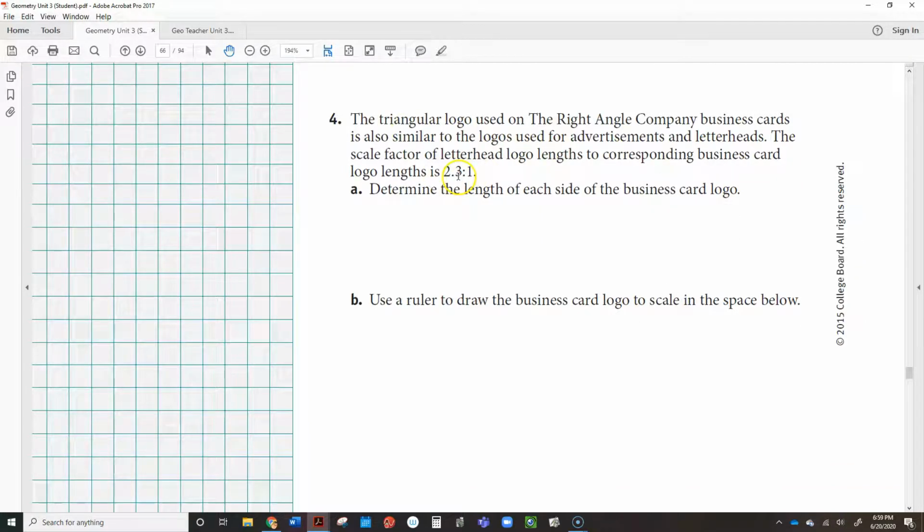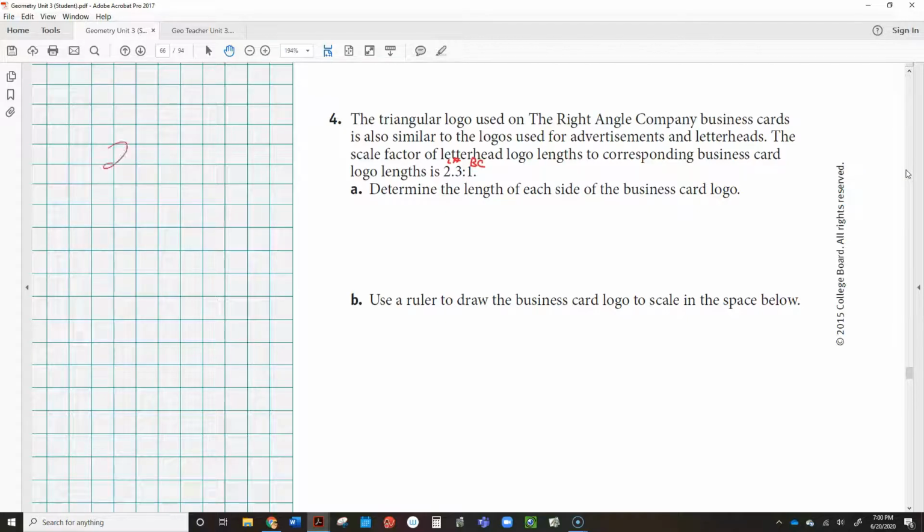Here they're writing the ratio differently. They're not writing it as a fraction. They're writing it side by side, which is absolutely something that can be done. But you just have to be careful here and know that the 2.3 goes with the bigger one and the 1 goes with the smaller one. So you have to pay attention. It says the scale factor of letterhead logos to corresponding business card logos is 2.3 to 1. So the letterhead is the bigger one, and this one is the business card.